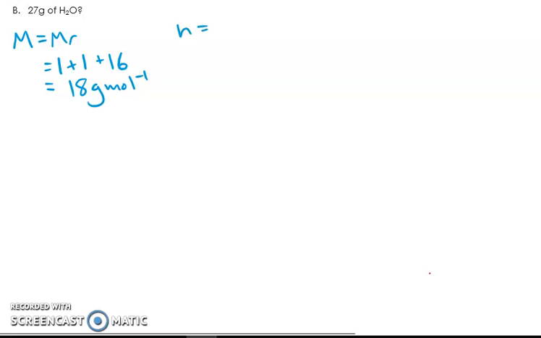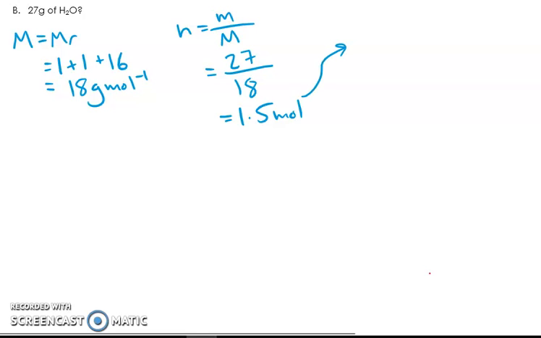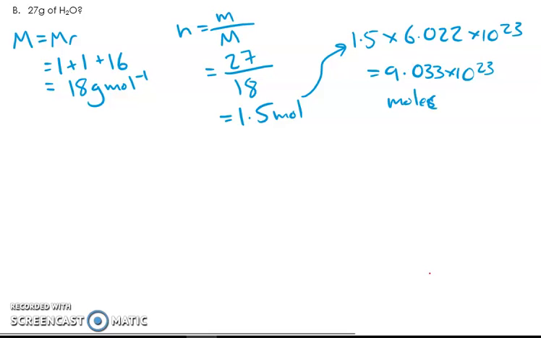So now we write our equation again, which is n equals m over M. And we substitute in our values. So 27 grams divided by 18 grams per mole will leave us with an overall amount of moles of 1.5. So in this particular instance, we have 1.5 moles of water. And if we wanted to take this further again, to work out the number of particles present, we would do 1.5 times 6.022 times 10 to the 23, which should give us 9.033 times 10 to the 23 molecules of H2O in our sample.